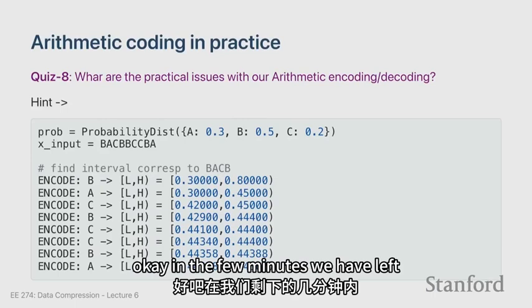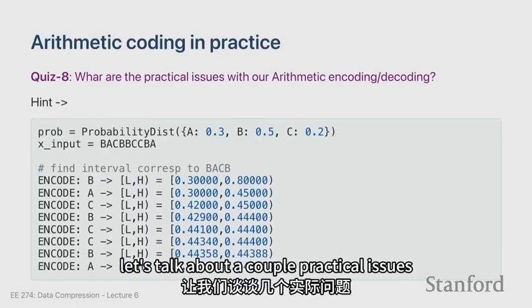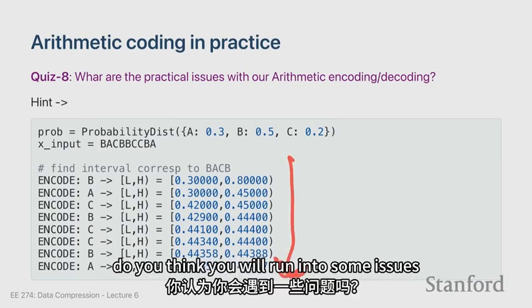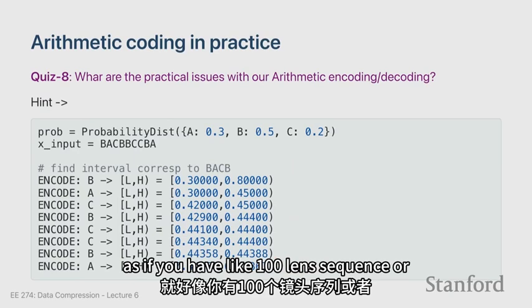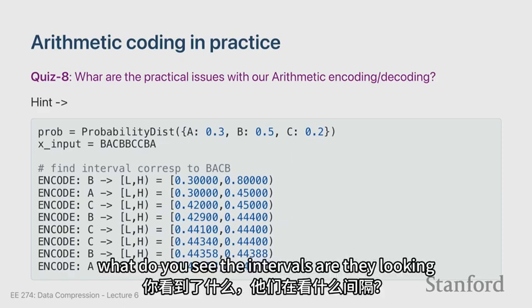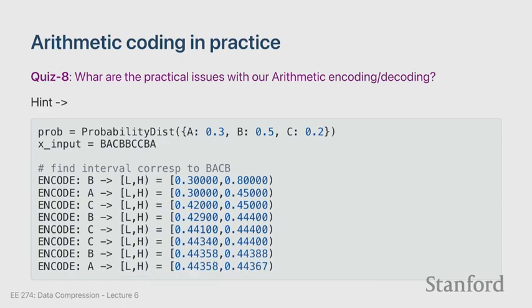In the few minutes we have left, let's talk about a couple of practical issues. As we keep doing this, what do you observe? Do you think you will run into some issues if you have a 100-length sequence or a 1,000-length sequence? What do you see? The intervals, what do you observe basically?